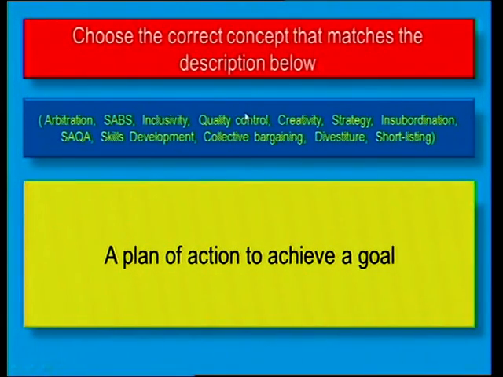And so the options are arbitration, SABS, inclusivity, quality control, creativity, strategy, insubordination, SAQA, skills development, collective bargaining, divestiture, shortlisting. Just a little clue. It's always good to read through your options first before you read your statements. Once you do that, you have an idea of what the options are and you may find linking them to be easier.